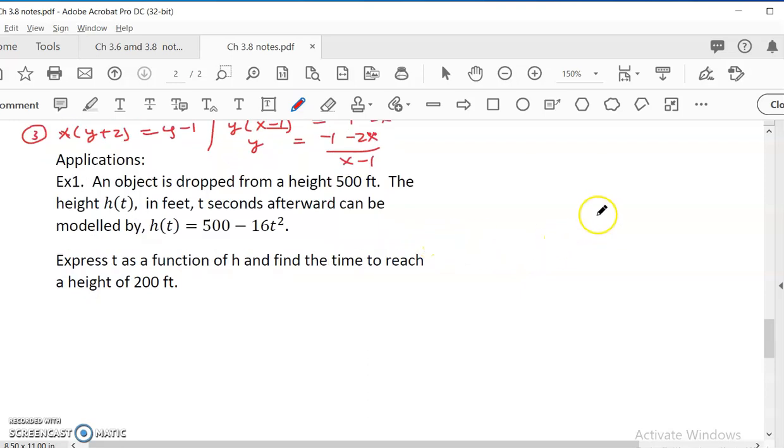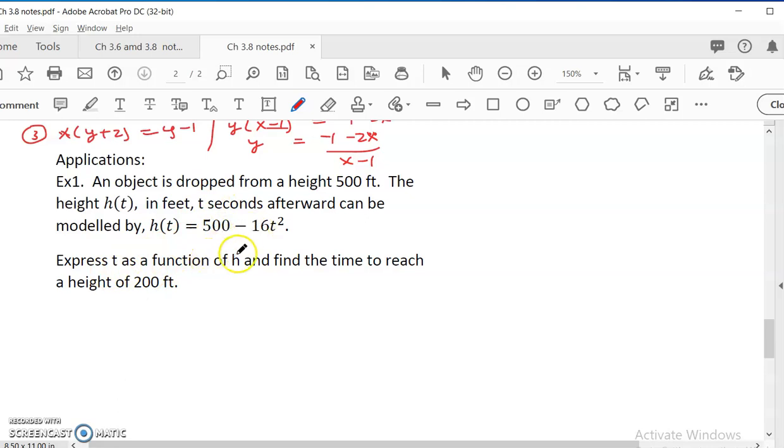Applications. Do I have two applications? I have two applications here. Hopefully I have enough time. So the first is about vertical movement. Remember, we say vertical movement is affected by gravity, which is negative 16t squared, and where you are. So the object is dropped. Dropped means there's no force applied to it to change its motion. So all it has is the effect of gravity and where it is in the beginning. In the beginning, it was at 500 feet, so you have 500 and then subtract the gravity. So this is a model for our object's vertical motion.